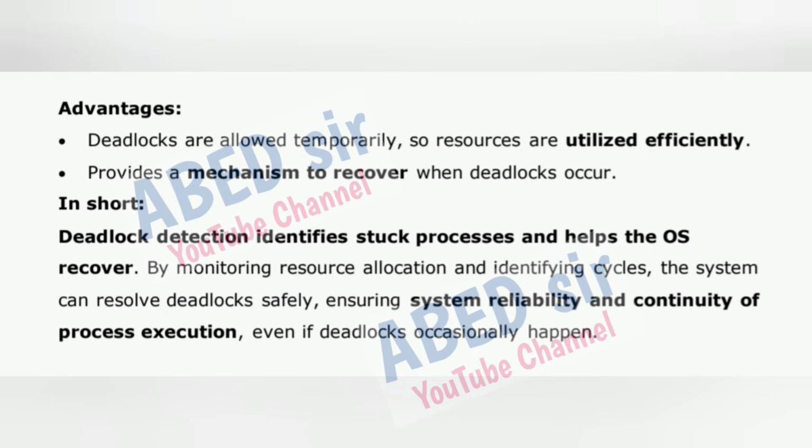Advantages: deadlocks are allowed temporarily, so resources are utilized efficiently. Provides a mechanism to recover when deadlocks occur. In short, deadlock detection identifies stuck processes and helps the OS recover. By monitoring resource allocation and identifying cycles, the system can resolve deadlocks safely, ensuring system reliability and continuity of process execution, even if deadlocks occasionally happen.